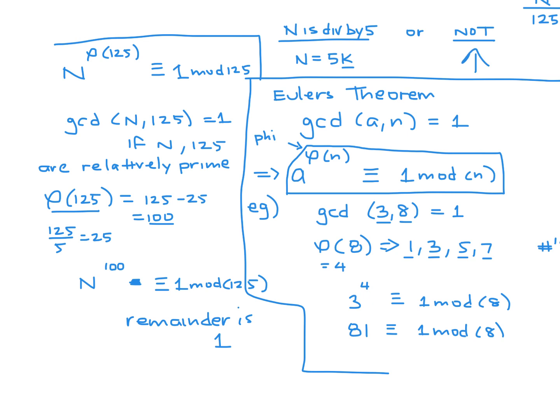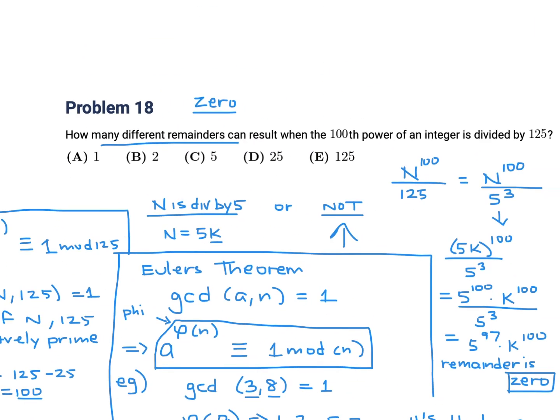And that's it. Those are the only two possibilities. You either have a 0 or a 1 as the remainder. So we have two possibilities. So the answer is B.